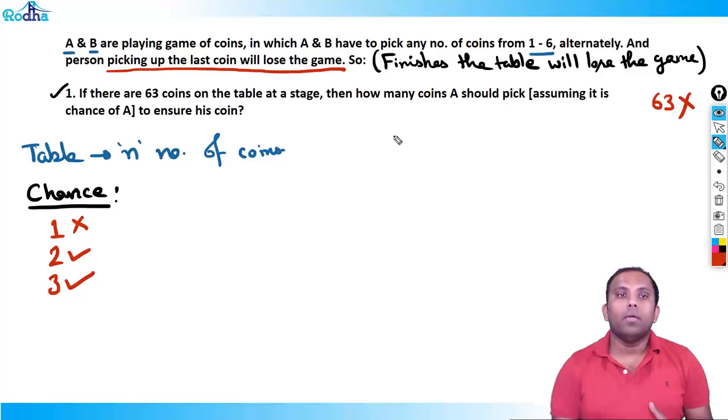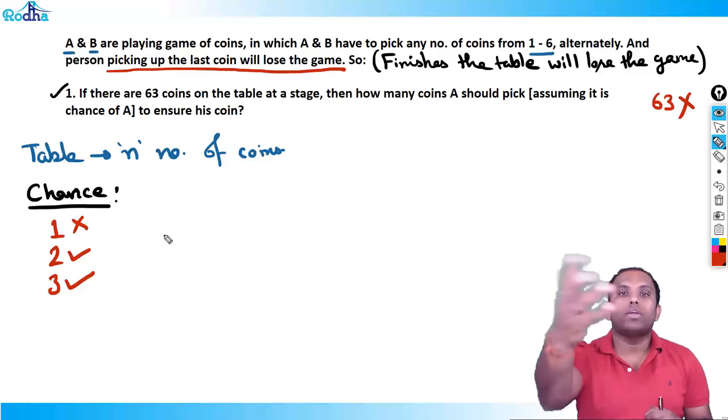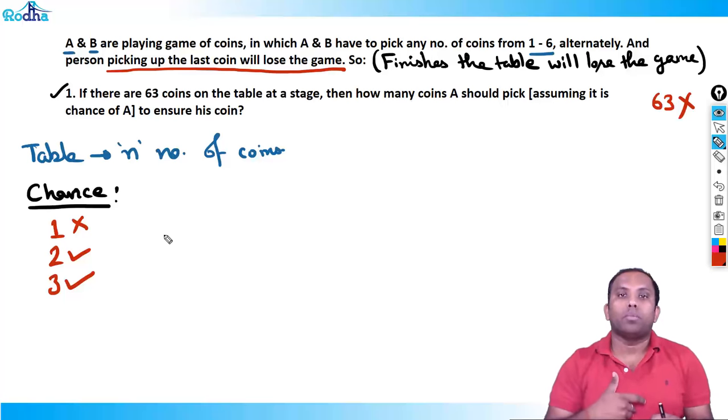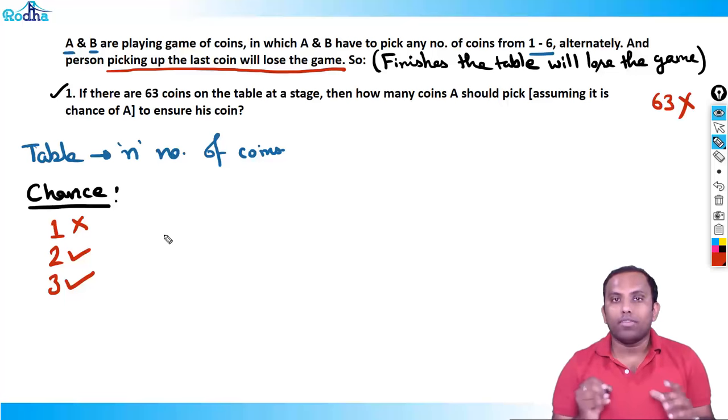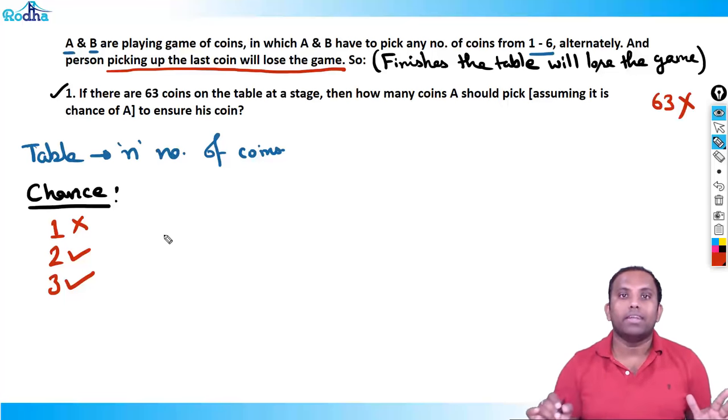It's not given here, but in this kind of question, you have to assume that both the players are playing intelligently, because there's no limit to making foolishness. If there are three coins on the table, I know that by picking two coins I can win, because the last coin you have to pick. But if I pick one coin, that's my foolishness. Then you will pick one coin and the last coin is left for me to pick, so I will lose the game. Otherwise, if I had picked two coins, I would have won the game. So you have to always assume that both the players are playing intelligently.